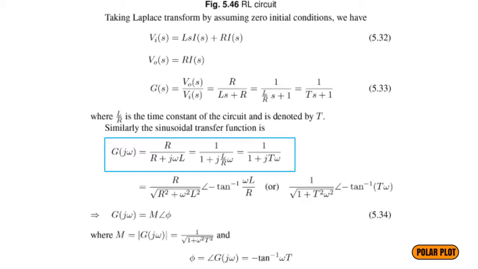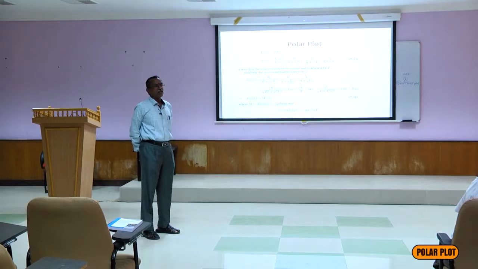If you convert this into the sinusoidal transfer function, replace s by j omega. For that, we will get 1 by 1 plus j tau omega. As omega varies from 0 to infinity, we will get phase as well as magnitude. If you plot in the polar chart, that is called the polar plot.